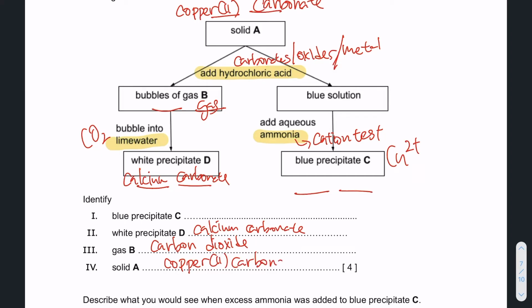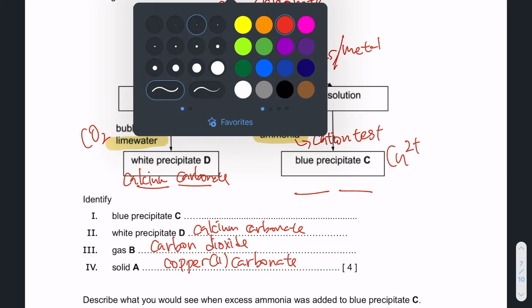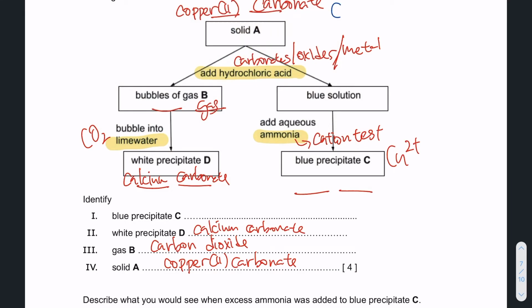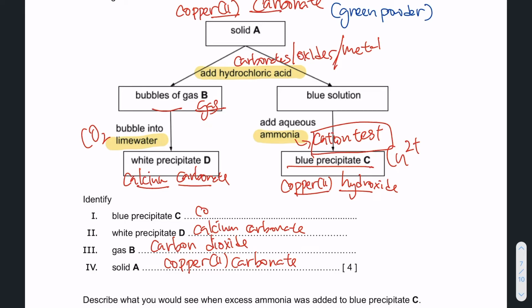And something good to remember is that copper 2 carbonate is actually a green powder. And then we know that in the cation test, when there's a blue precipitate, this has to be copper 2 hydroxide. Whether it is the cation test with ammonia or the test with sodium hydroxide, the blue precipitate is always copper 2 hydroxide. Okay, we have solved the cation test, the flow chart.